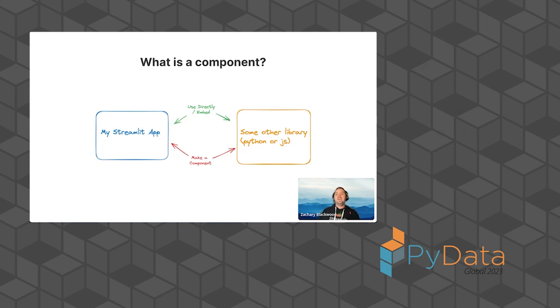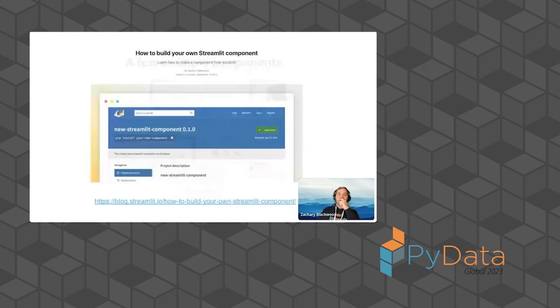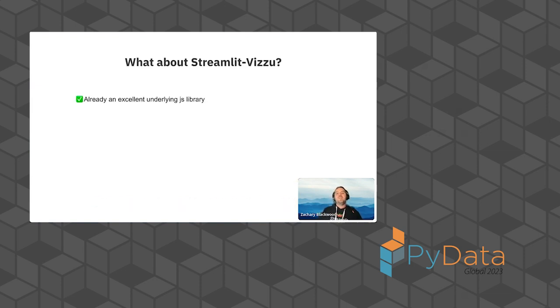A component is a way to take some Python code or some JavaScript code and turn it into something reusable. Essentially, you can make your own widget. We have various widgets, and you can make your own widget and publish it as a component. Here are some examples of components that people have made to do lots of different things. Here's a blog post, and this slide is linked in the bit.ly link. If you want to read that blog post about making a component, you can do that.